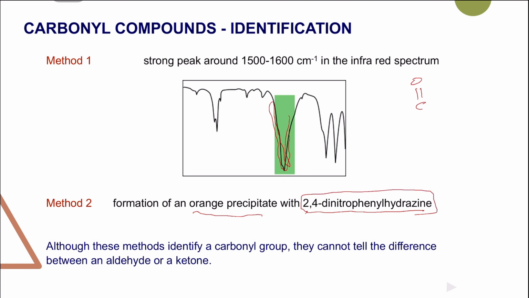2,4-dinitrophenylhydrazine will react with aldehydes and ketones only, and the compound that will be formed has a color, an orange precipitate. So the formation of this orange precipitate will indicate the presence of a carbonyl compound. By carbonyl compounds, I mean here aldehydes and ketones, but not an acid or a carboxylic acid derivative. Although this test will not distinguish between aldehydes and ketones, it can distinguish between the aldehydes and ketones and the different compounds that have a carbonyl.